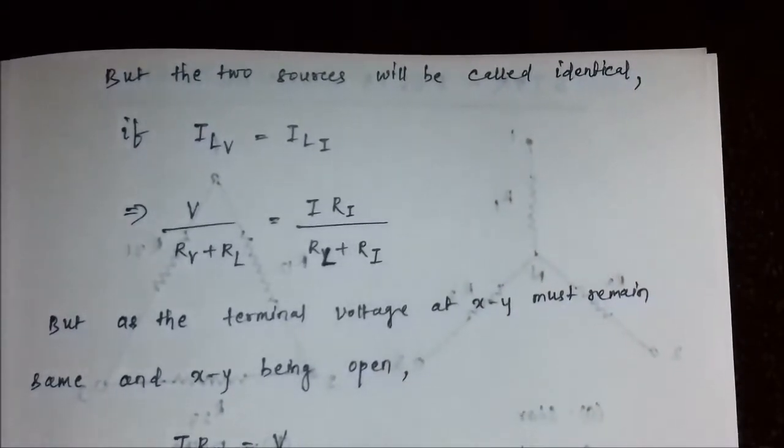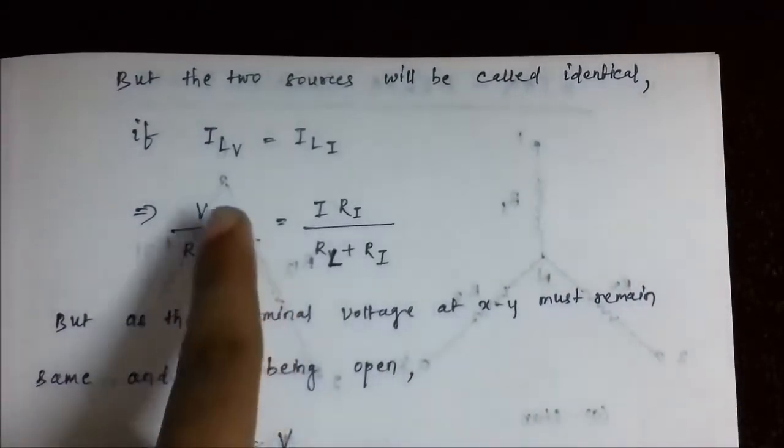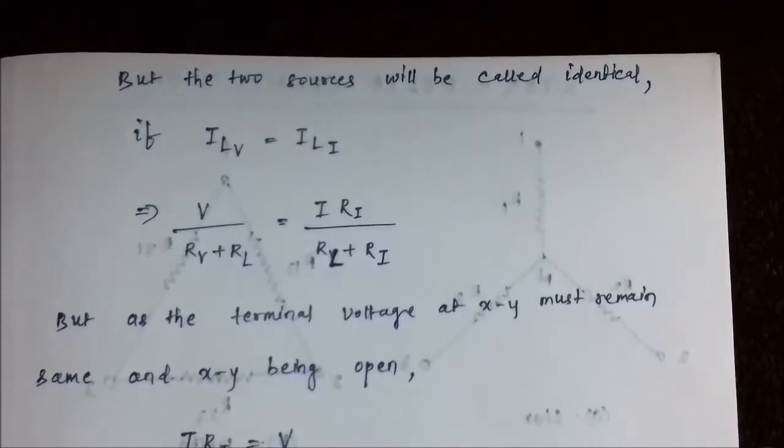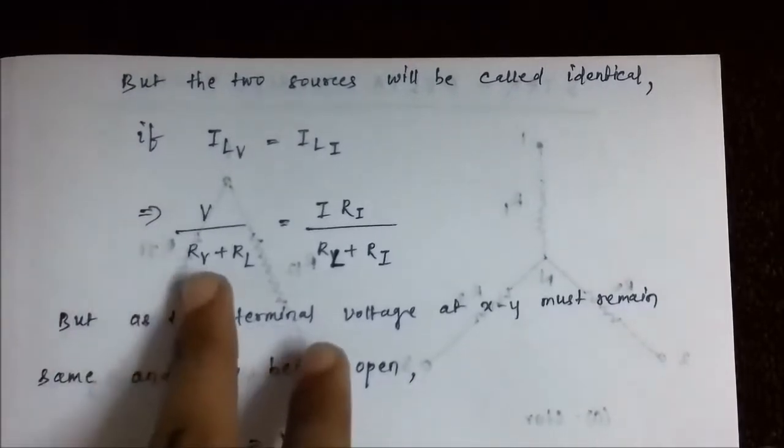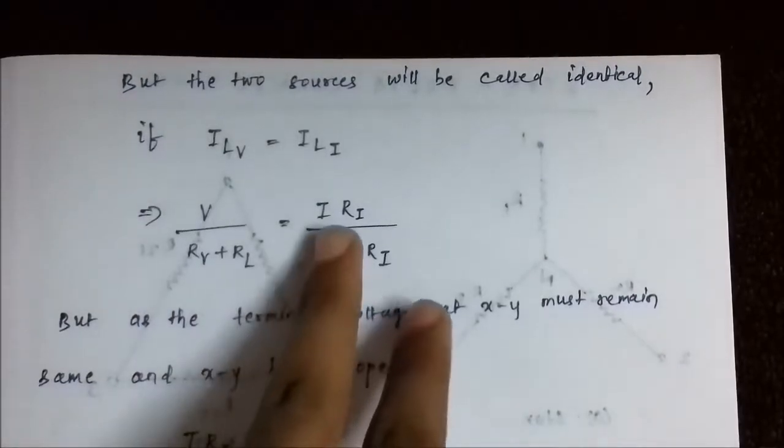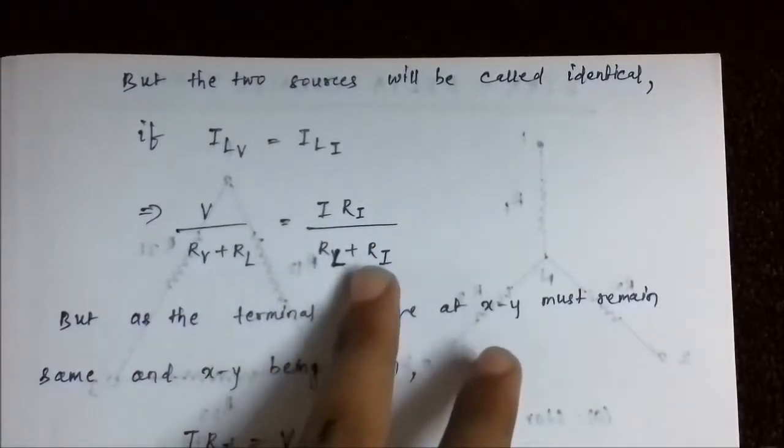So in order for the two sources, that is the voltage source and the current source, to be called identical, the two load currents must be the same. So IL subscript V must be equal to IL subscript I. That implies V by RV plus RL is equal to I into RI by RL plus RI.